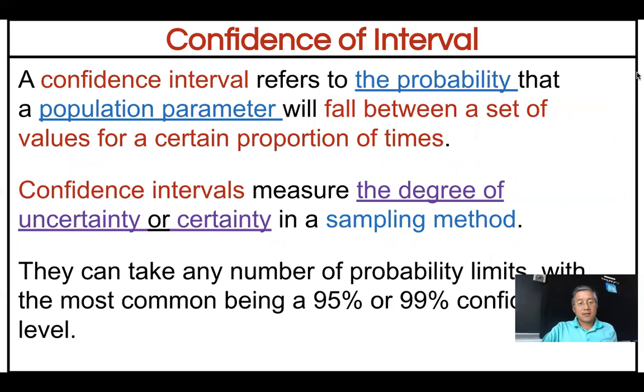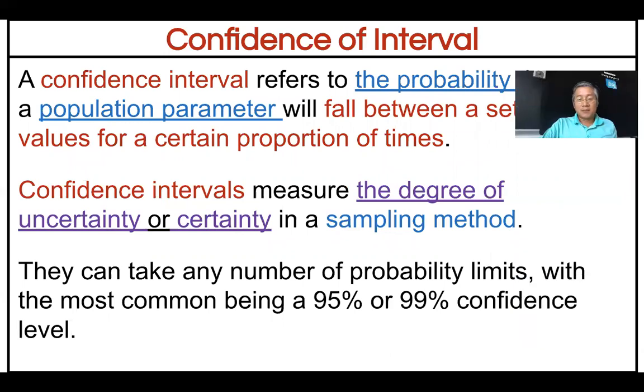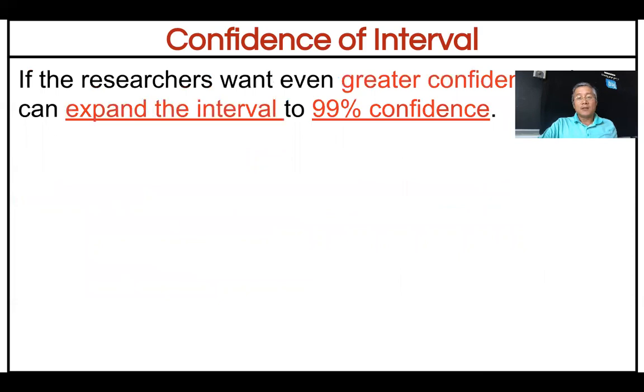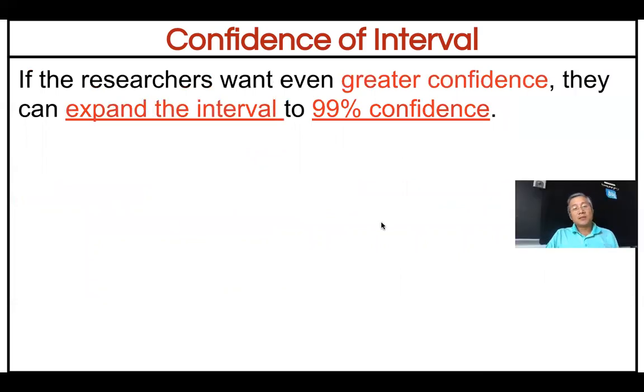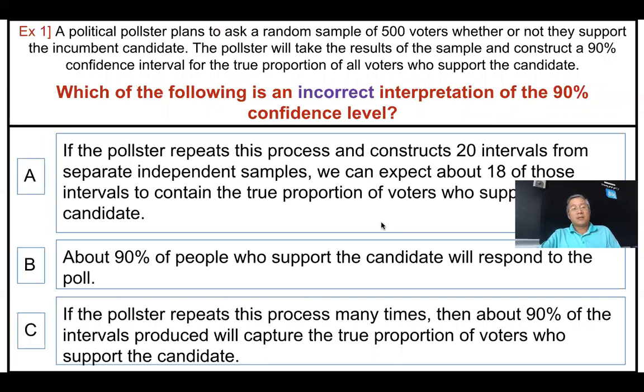So they can take any number of probability limit, with the most common being a 95% or 99% confidence interval level. So if the researchers want even greater confidence, then they can just expand the interval to the 99% of confidence. So if you have a greater interval, then you are more confident, right? That's kind of the meaning. So let's see with the example.